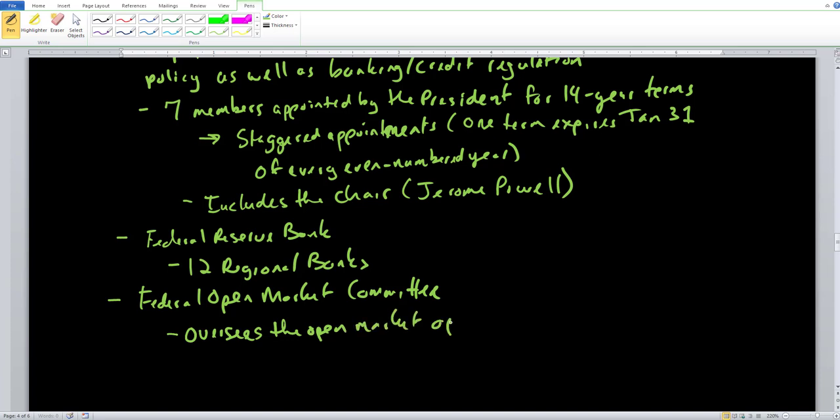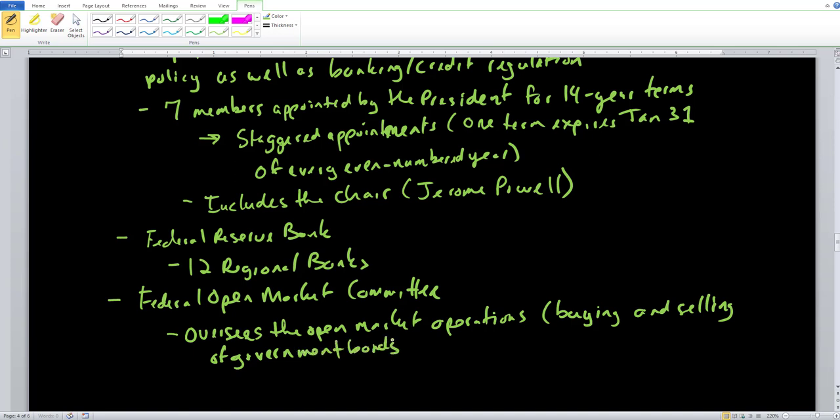Open market operations is just a really fancy way of saying buying and selling of government bonds. And exactly these open market operations are how we do monetary policy within the United States. So as you can see, there are three components of the Federal Reserve structure. We have the Board of Governors, the people that you see on the news most often, which also includes the chair; the Federal Reserve Banks; and the Federal Open Market Committee.